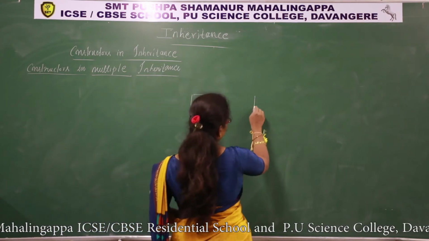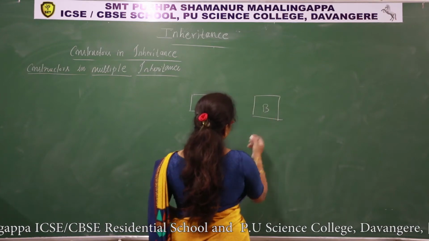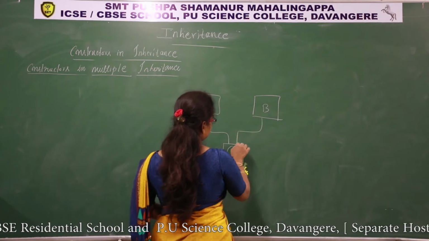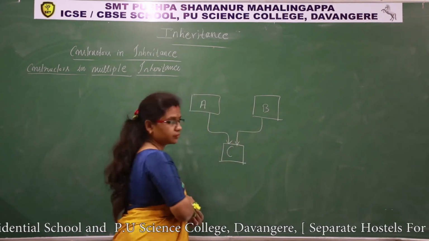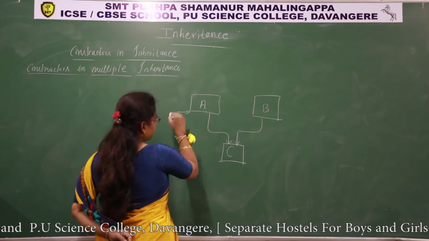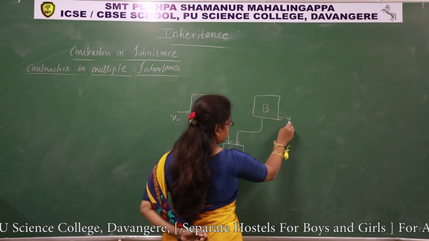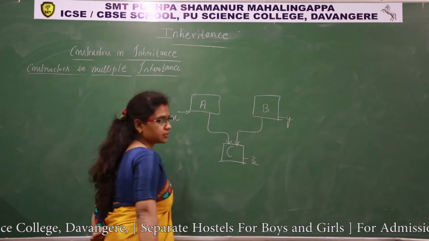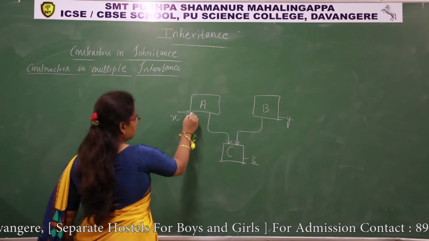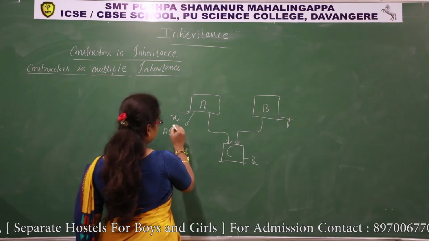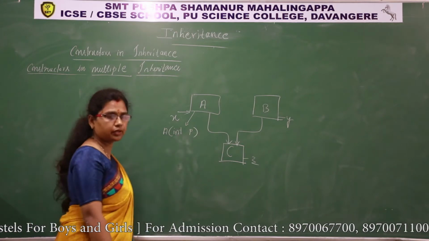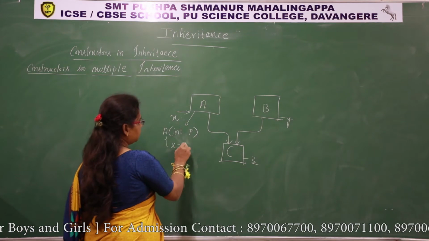Class A, class B and class C. Okay. If class A has a data member X, class B 1 and class C 7, we want to initialize these data members. So class A has a parameterized constructor. Okay. So X is equal to 3.